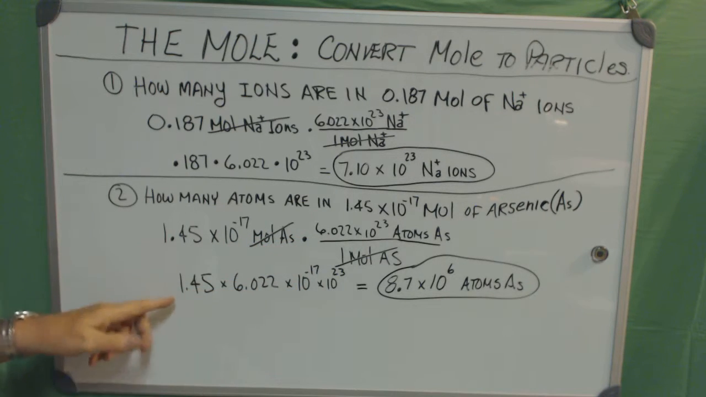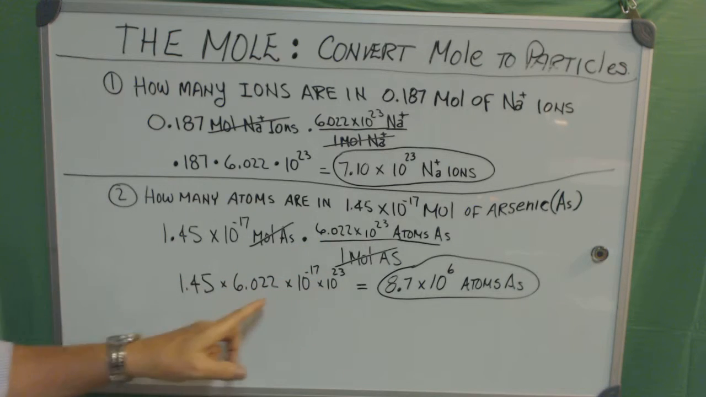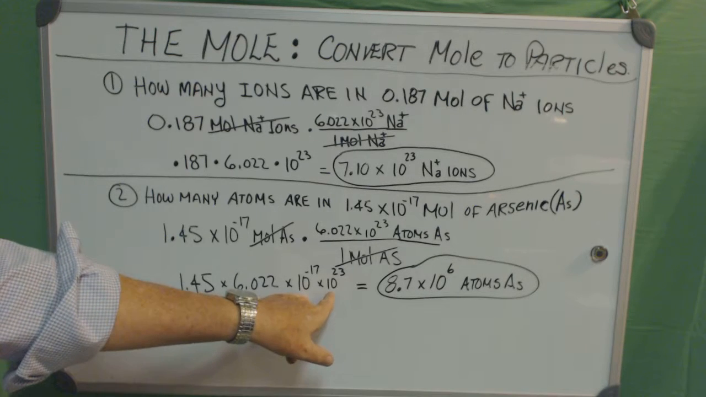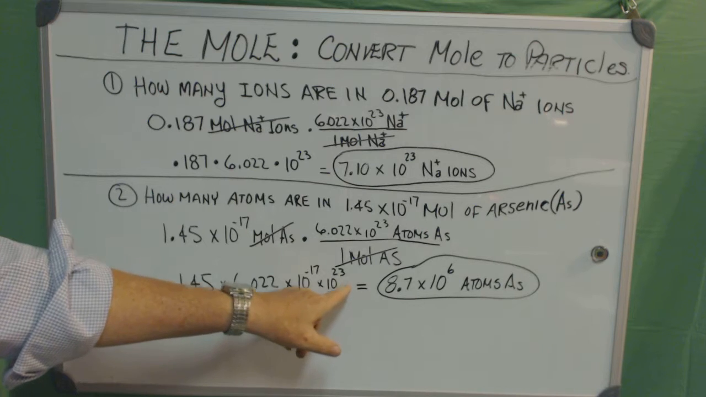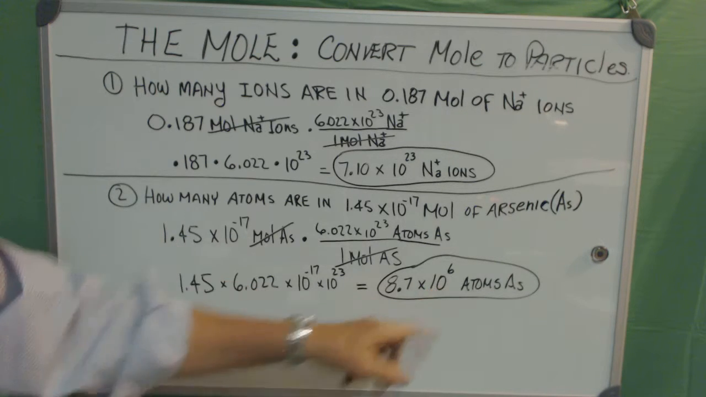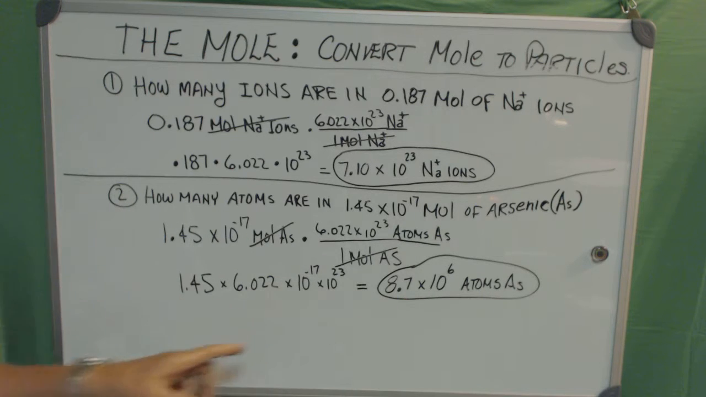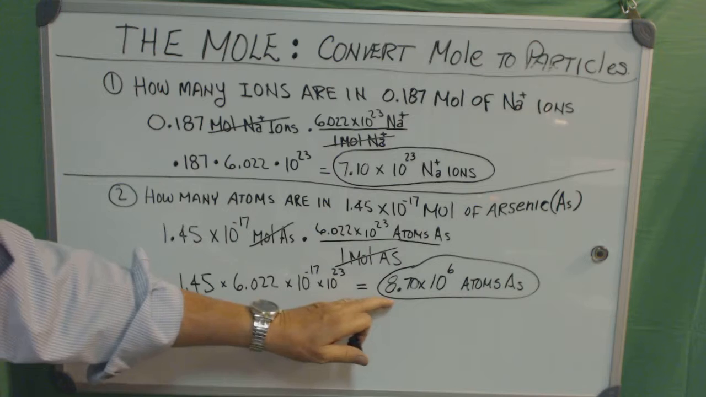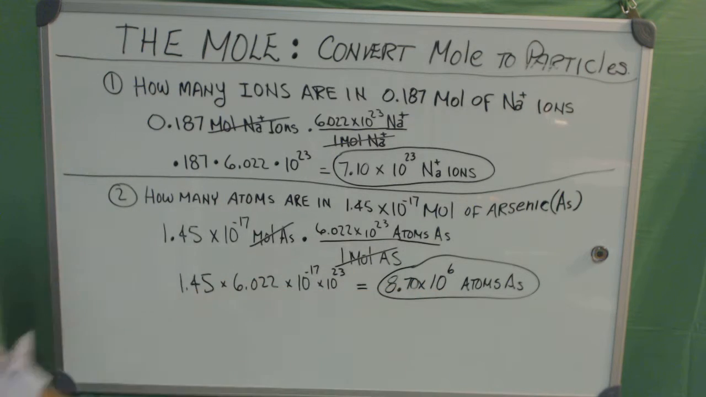So then I just multiply the numbers out. 1.45 times 6.022, those are your decimal numbers. And then I put 2 powers of 10 next to each other, so you could easily solve that. Remember, we add the exponents. And so 10 to the minus 17 times 10 to the 23rd is 10 to the plus 6. So I end up with 8.7. Oh, I should have added another 0 here because I have 3 significant digits. So I have 8.70 times 10 to the 6 atoms of arsenic in this part of a mole.